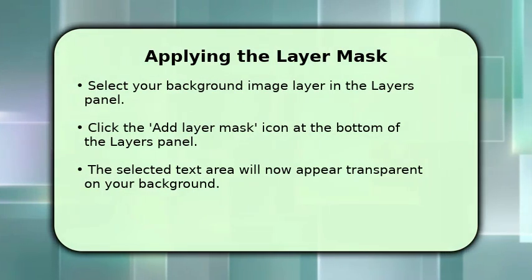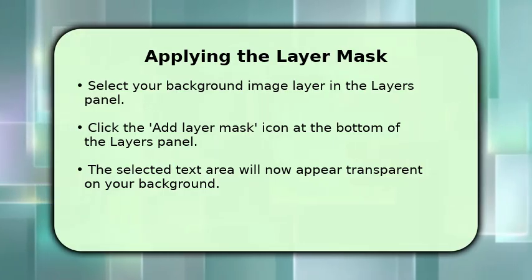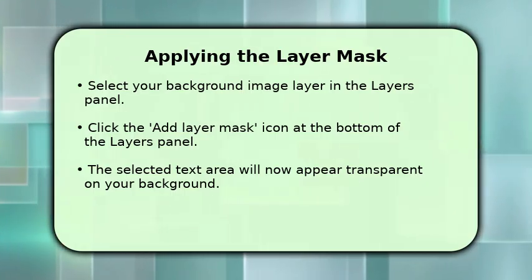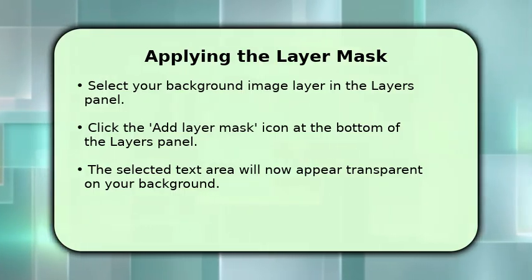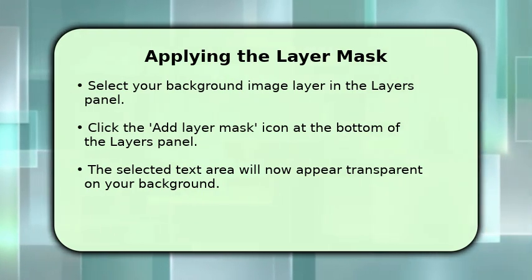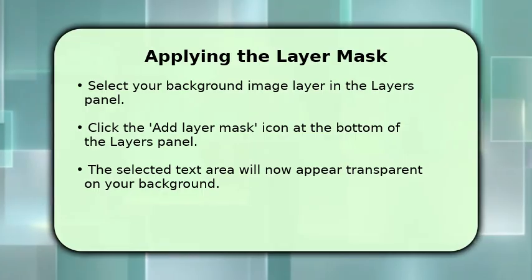With your text selection still active, navigate to your background image layer in the Layers panel and make sure it is selected. Then, click the Add Layer Mask icon, which looks like a rectangle with a circle inside, at the bottom of the Layers panel.